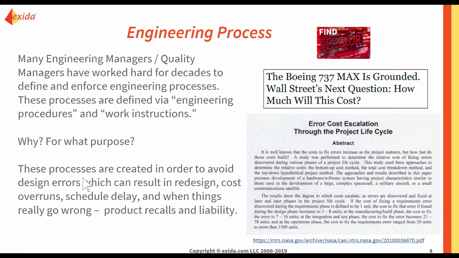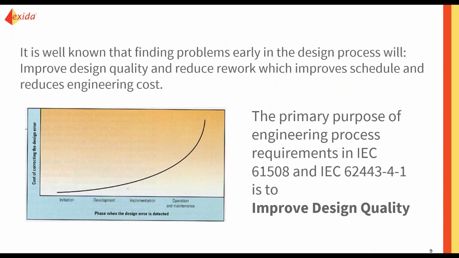The Boeing 737 MAX is grounded. How much will this cost? I have read several articles and nobody's speculating much of a number yet, but it looks like it's not good. NASA did a study, which I read, and they said once a product gets into deployment, an error could cost 1,500 times more if it goes to deployment than it would have cost to discover it in the early stages of design. Go read the whole thing if you'd like. I've got a link there for you.